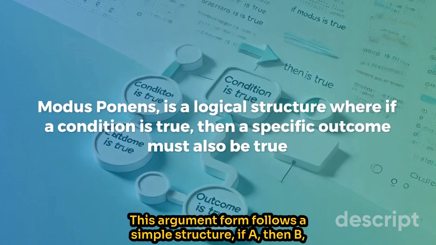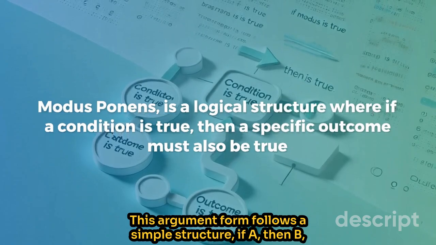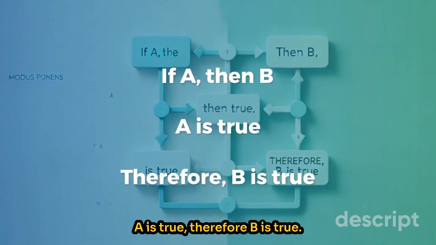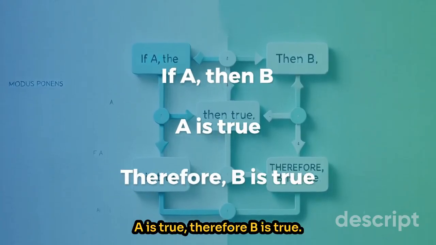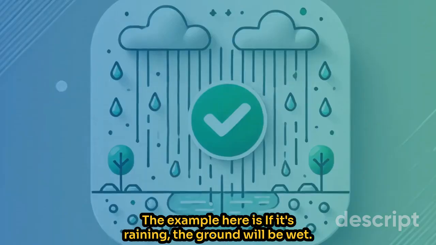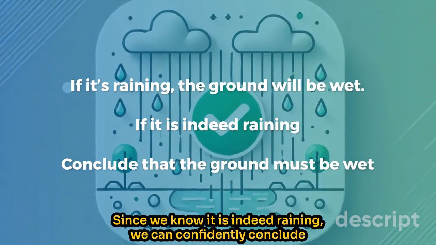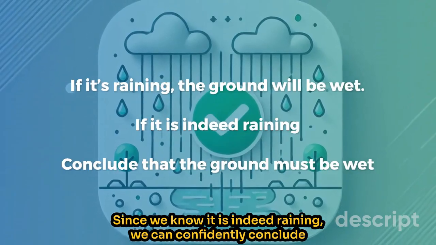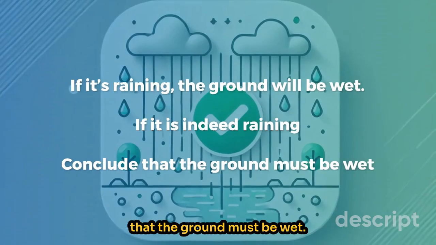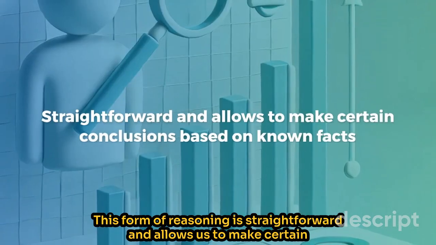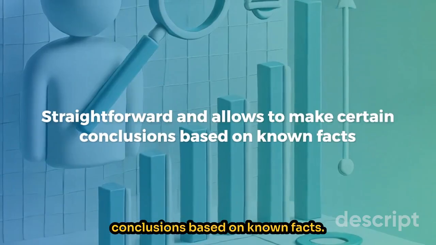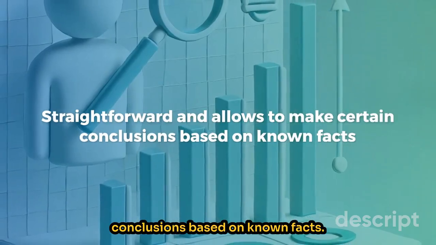This argument form follows a simple structure. If A, then B. A is true, therefore B is true. The example here is, if it's raining, the ground will be wet. Since we know it is indeed raining, we can confidently conclude that the ground must be wet. This form of reasoning is straightforward and allows us to make certain conclusions based on known facts.